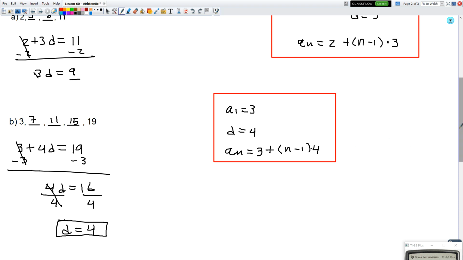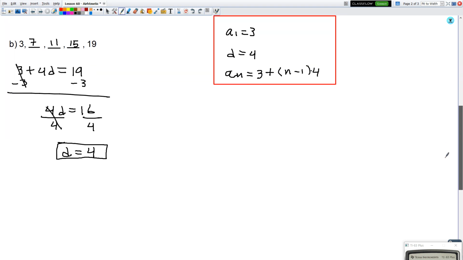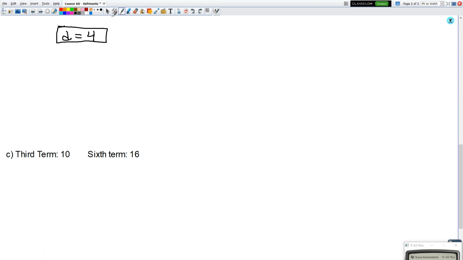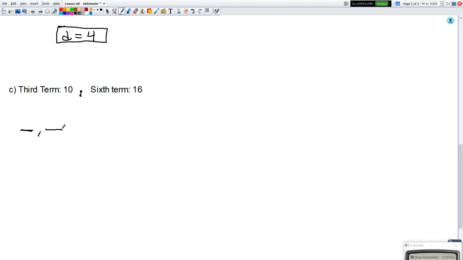Not all examples are going to be as straightforward as this one, because now let's see what we have here. In this example, it's a little bit different because they're not giving us the first term right away. So we have to look for it. But let's use the information that they're giving us here. We know that we have an arithmetic sequence. So we're going to have just a regular sequence here.